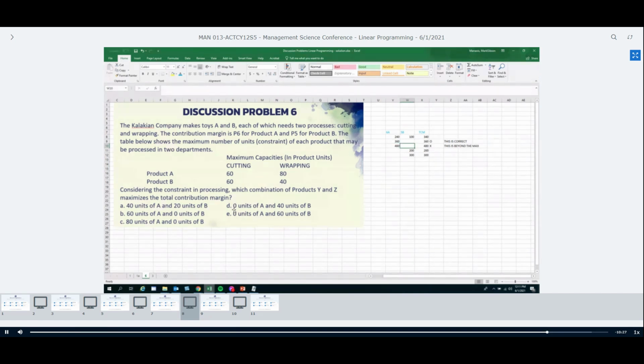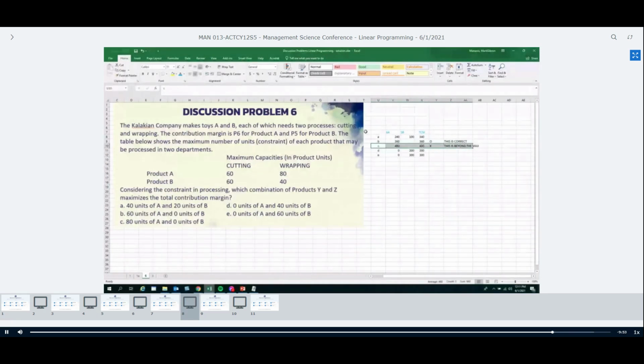Next, 0 units of A. Ay, ito, lagay ko lang dito yung A, B, C, D, and E. Tinetest na natin to eh. Ito na yung pinaka-approach na ginagawa natin. So, letter E na ako, 0 units of A, and then 60 units of B. 60 times 5. No? So, ito na ngayon yung total contribution natin. Ngayon, class, kung napapansin mo, ang pinakamataas is letter C.